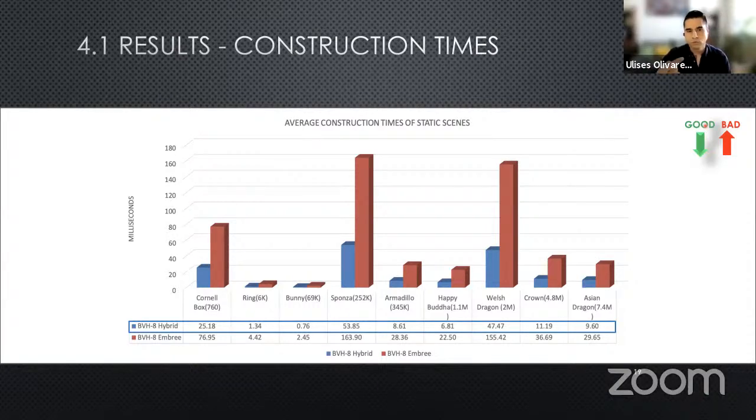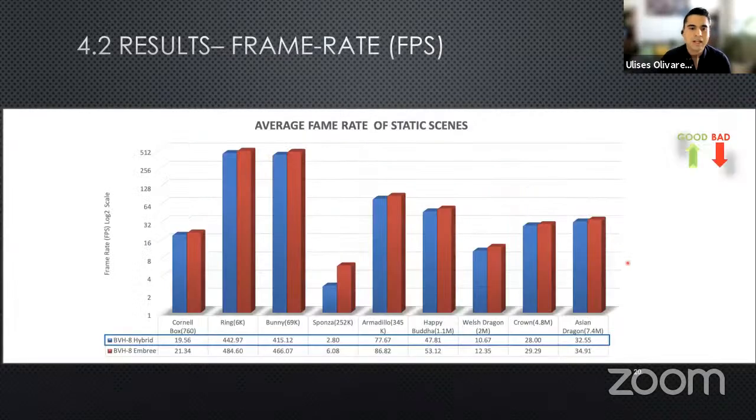We built it once, and we can traverse all that acceleration structure multiple times. But in dynamic scenes, it's quite important to have lower construction times. In all the cases, we are having lower construction times by a factor of 300. The frame rate is quite interesting here because the models that we're analyzing right now are static scenes.